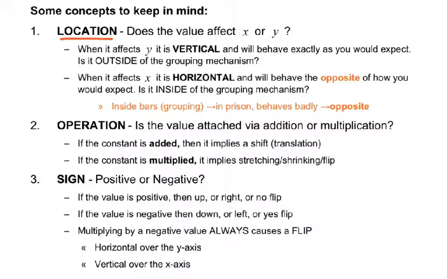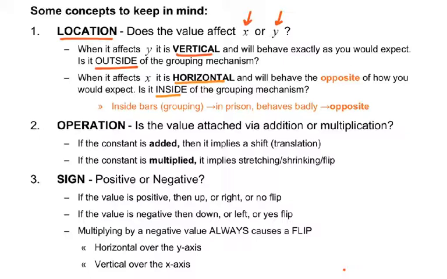Considering just the location lets us know if the value affects x and creates a horizontal change, or it affects y. So thinking about this, when something affects y, that means it's a vertical change. Up and down is where the y-axis is. And when things affect y, we locate them as being outside of the grouping mechanism. Versus if we consider x, or something being horizontal, it's going to be inside the grouping mechanism.